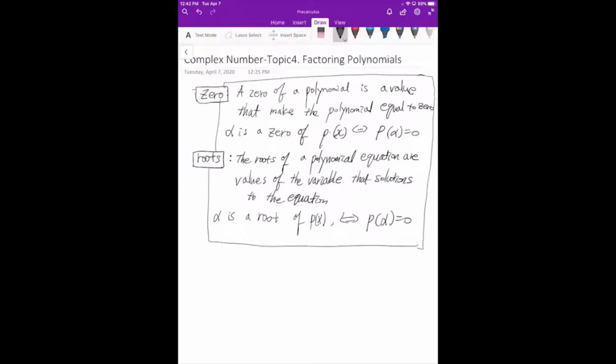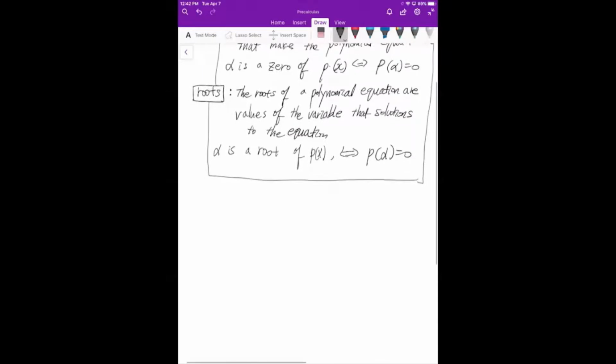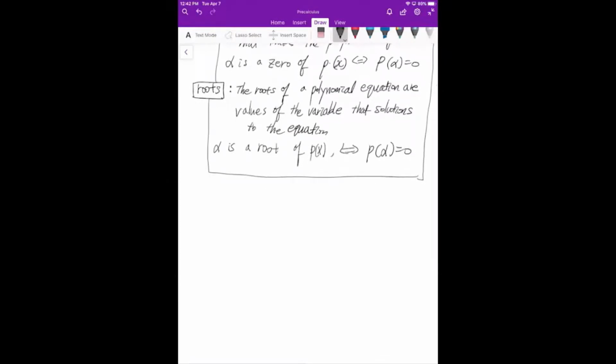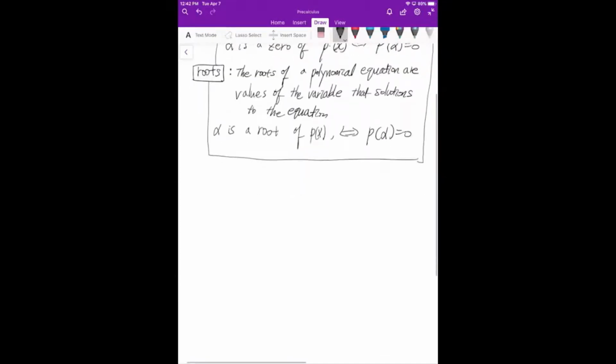Okay, so this is the main vocabulary that you have to know before we start, right? So now what we're going to do is get familiarized with factoring. Let's take a very simple example starting from a quadratic equation. Find the zeros of the quadratic equation.